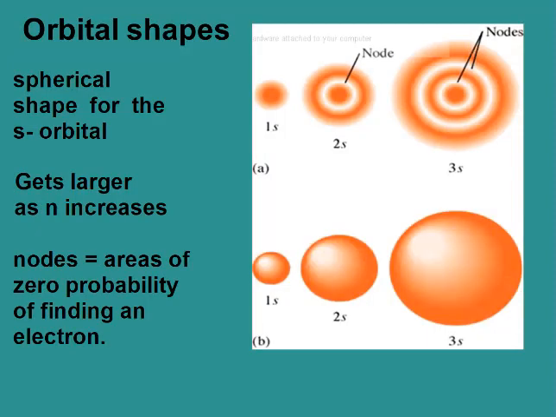You won't be tested on this, but each of our orbitals have different shapes. The s orbital is spherical in shape, and for all orbitals, as the energy level increases, the orbital gets larger. And nodes are just areas of zero probability of finding an electron. So we have our different energy levels, and we can see that the 1s is smaller than the 2s and so on, because each energy level is holding more and more electrons.